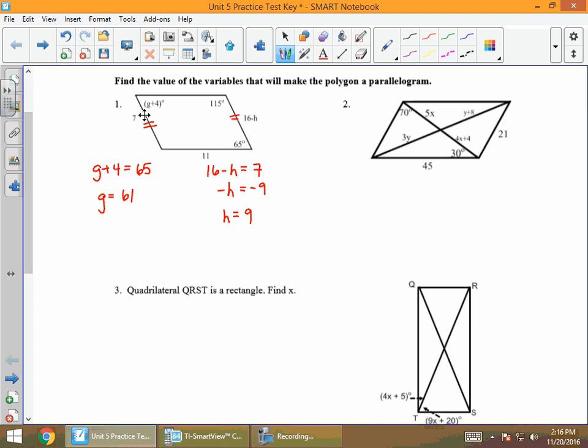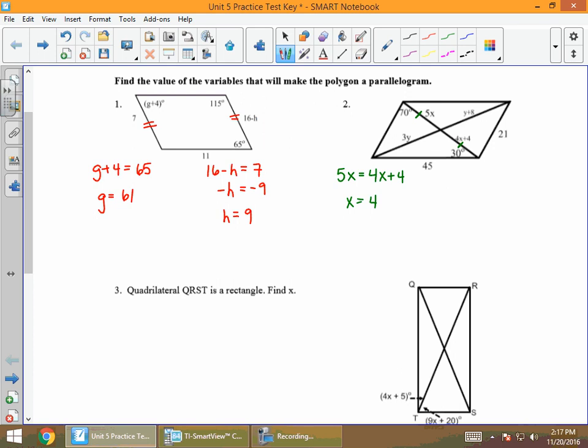Question 2. So again, if this thing is going to be a parallelogram, I know that the diagonals must bisect one another. The diagonals must bisect one another. So this piece up here that we call 5x has to be the same as the lower piece, which we call 4x plus 4. And if they're the same, I can set them equal. So 5x is equal to 4x plus 4. Subtract 4x on both sides, and x is equal to 4.